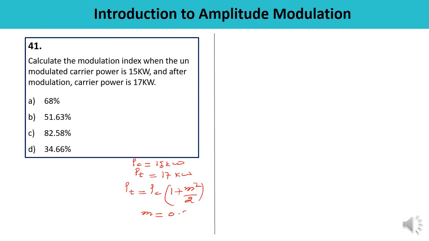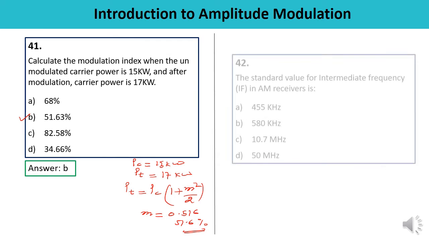You will be getting 0.516. It means 51.6%. It means the correct answer is B. Yes, this is the correct one.